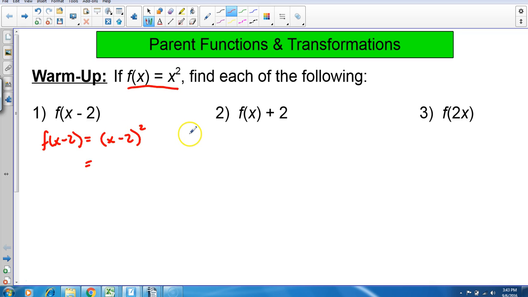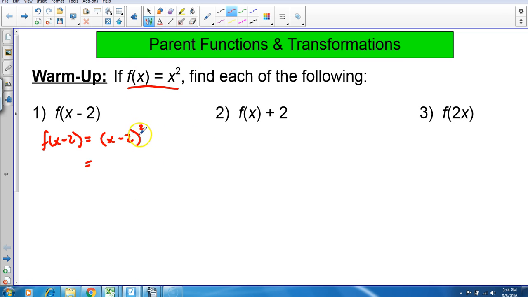If it happened to be maybe 2 times x on the inside, and there's an exponent, then absolutely that exponent gets applied to both of those. But that is not the case here. We've got a subtraction sign, so you've got to be careful when you apply that exponent and what you're applying that exponent to on the inside.